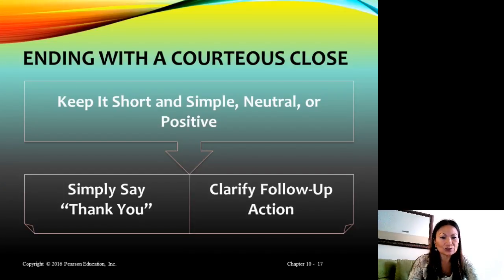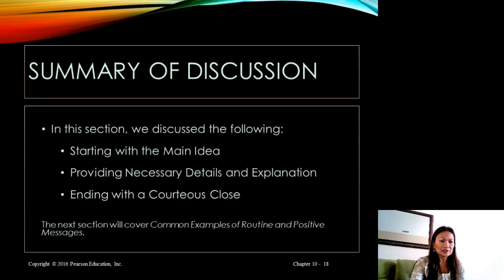Ending with a courteous close. Keep it short and simple, neutral or positive. Simply say thank you and clarify with a follow-up action. Here's a summary of what we did. Next, we will discuss common examples of routine and positive messages.